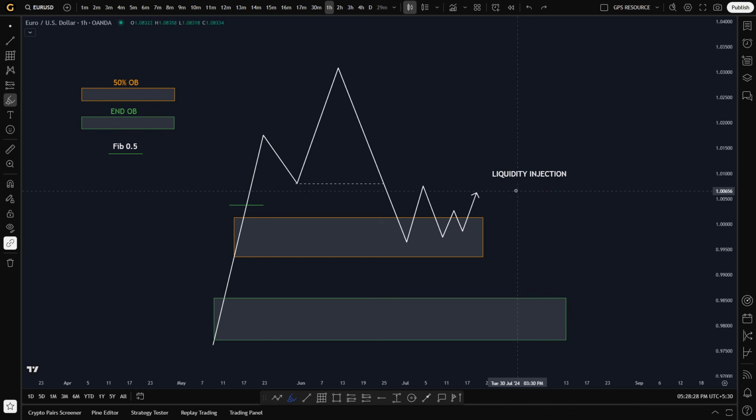So in this video, I'll explain exactly what liquidity injection is. This is not a complex concept. This happens all the time in the market, in every time frame, every pair. So first, understand this structure.